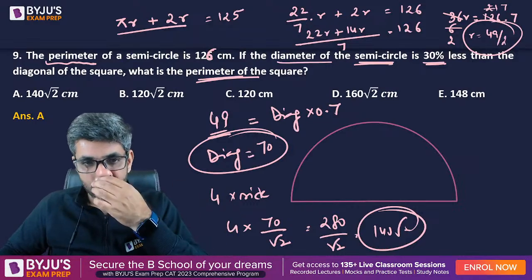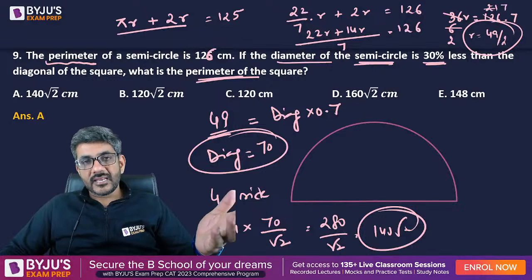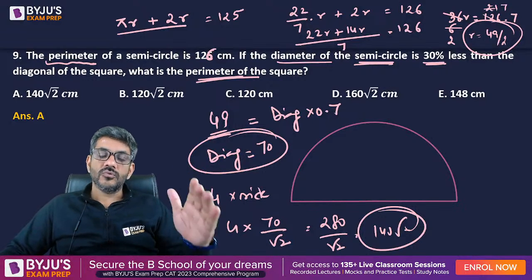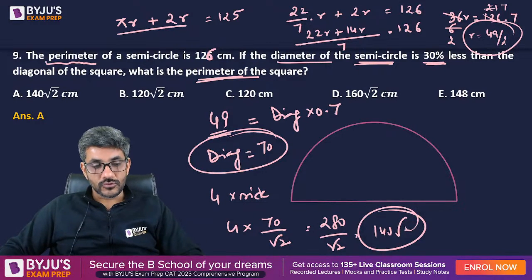So 0.7 times of diagonal. 0.7 times of diagonal is 49, so diagonal is 70. Diagonal is 70, the side is 70 by root 2 and perimeter is 4 times of 70 by root 2, which is 140 root 2.